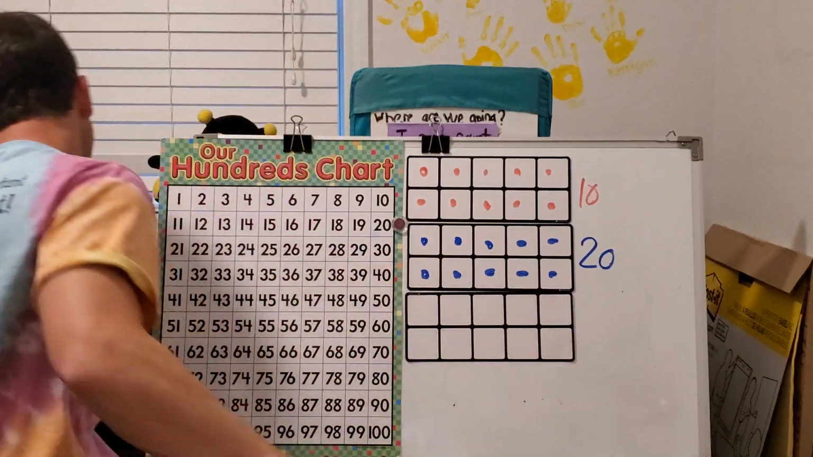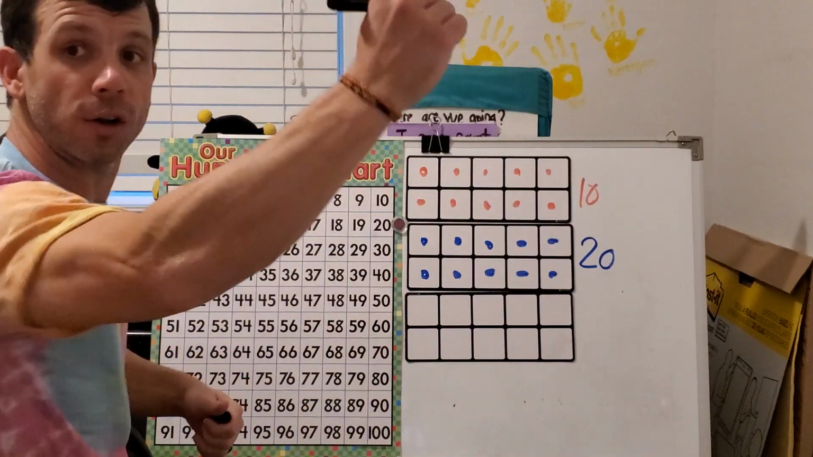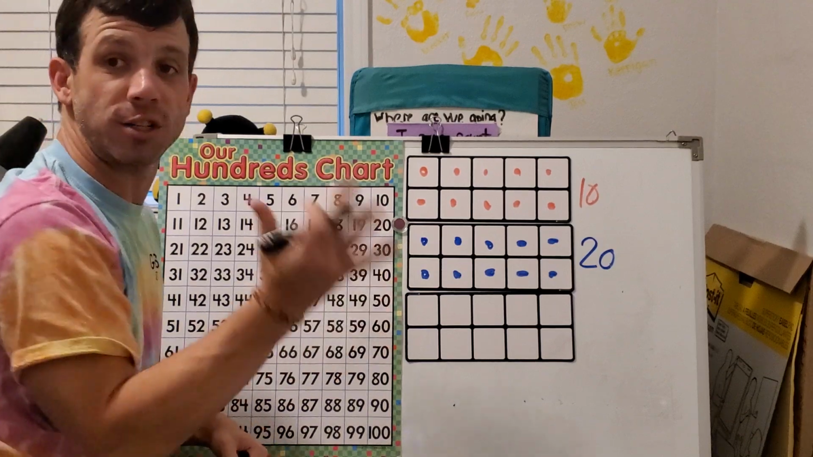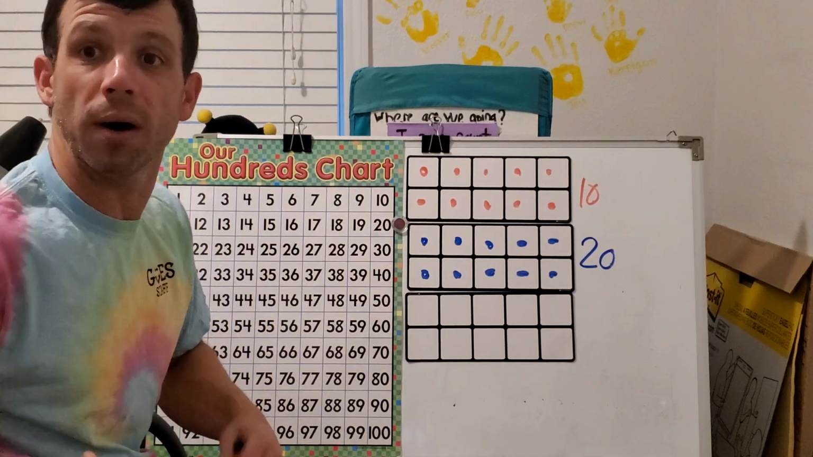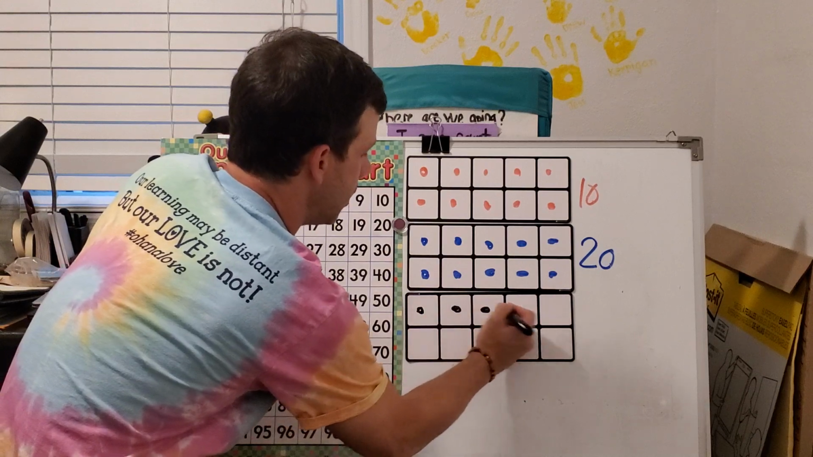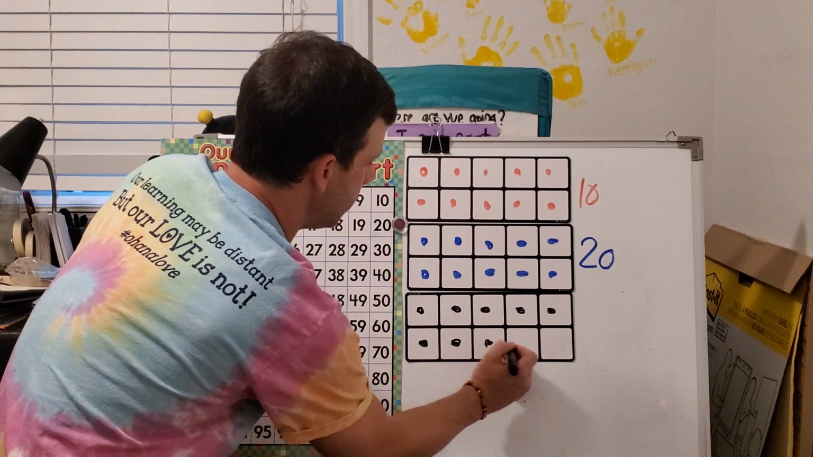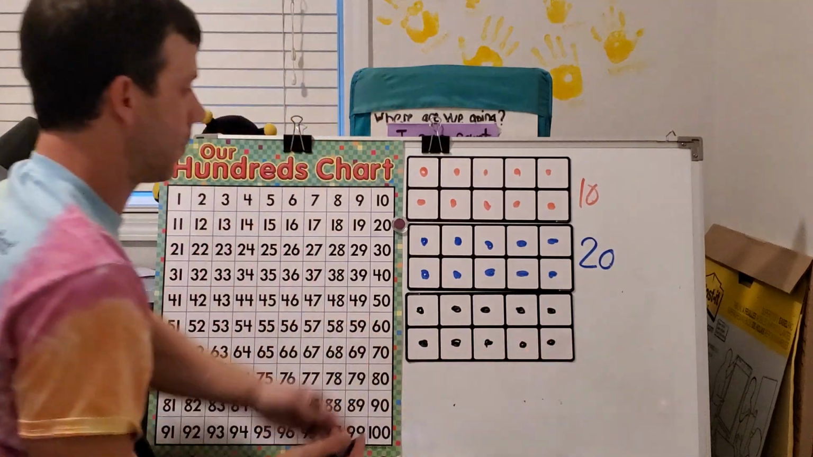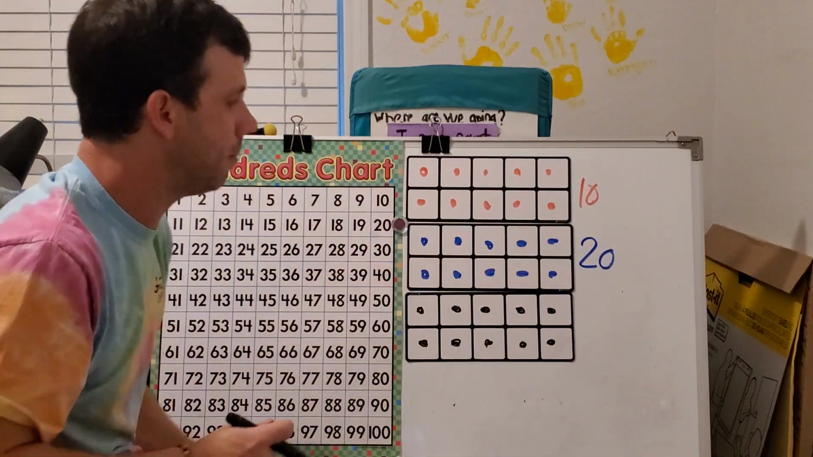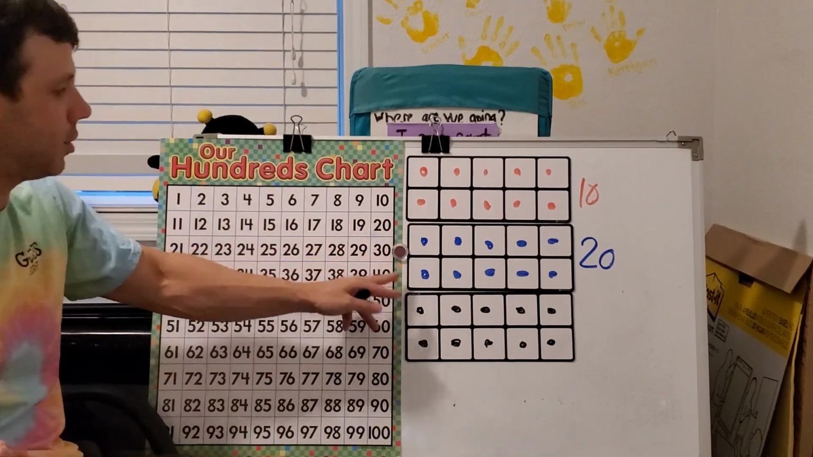Let's grab a marker. Let's go black this time. All right, and we're going to color in each spot of our 10 frame because we want to add another group of 10. You're right. Here we go. 1, 2, 3, 4, 5, 6, 7, 8, 9, 10. There we go. 5 on top, 5 on the bottom. That gives us another 10. We can move our counter down to show adding another 10.